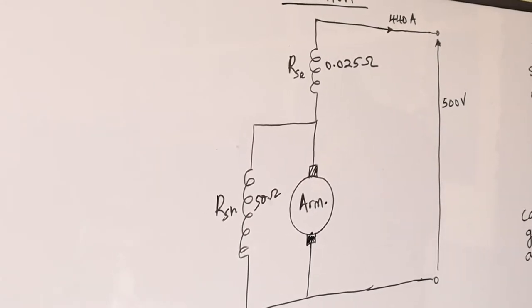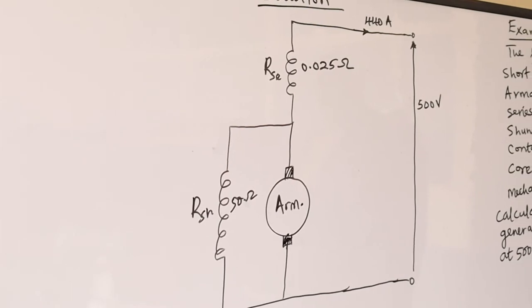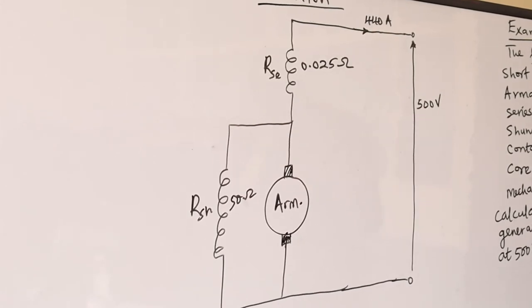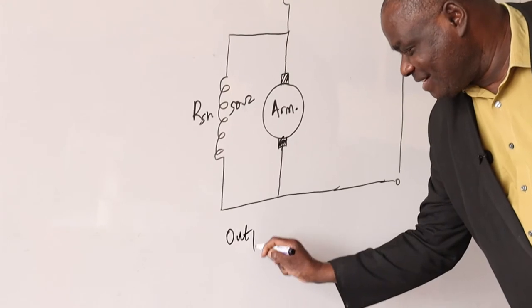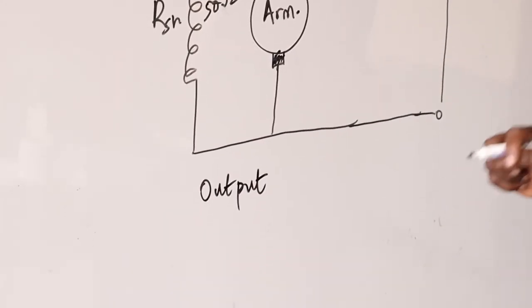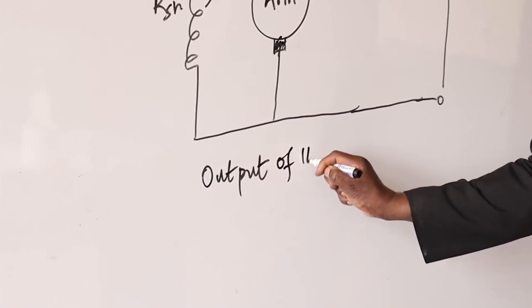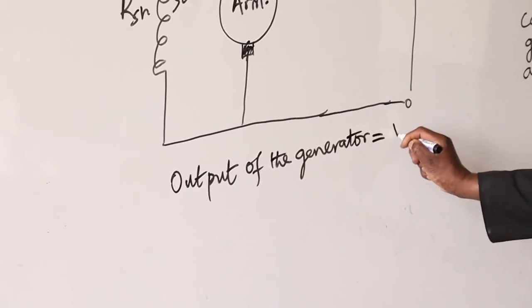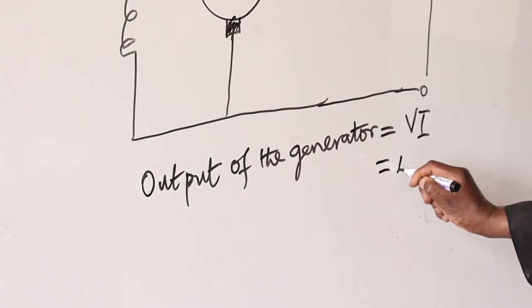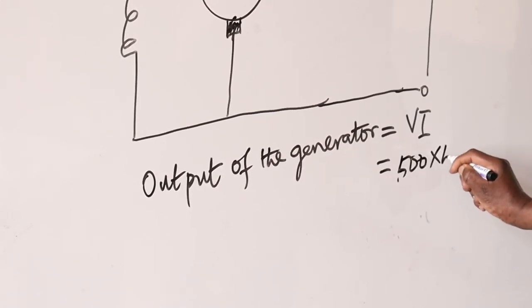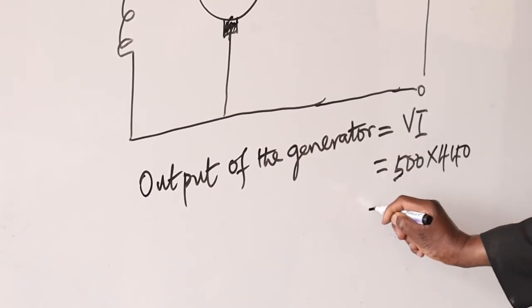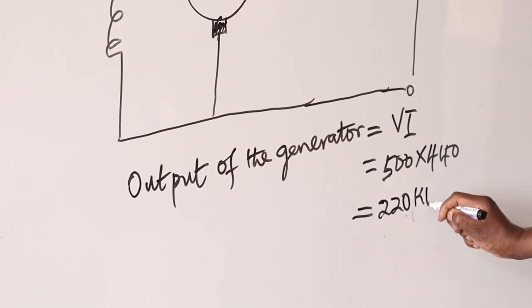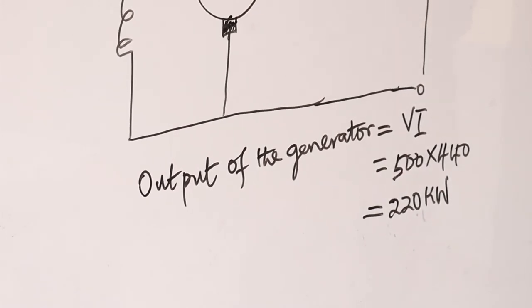From this, we'll start by getting the output of our generator. We need to know the output, because that will be required in our calculation towards the efficiency of the machine. Output of the generator will be equal to V times I, which is equal to 500 times 440. If we evaluate this, you're going to get 220 kilowatts.